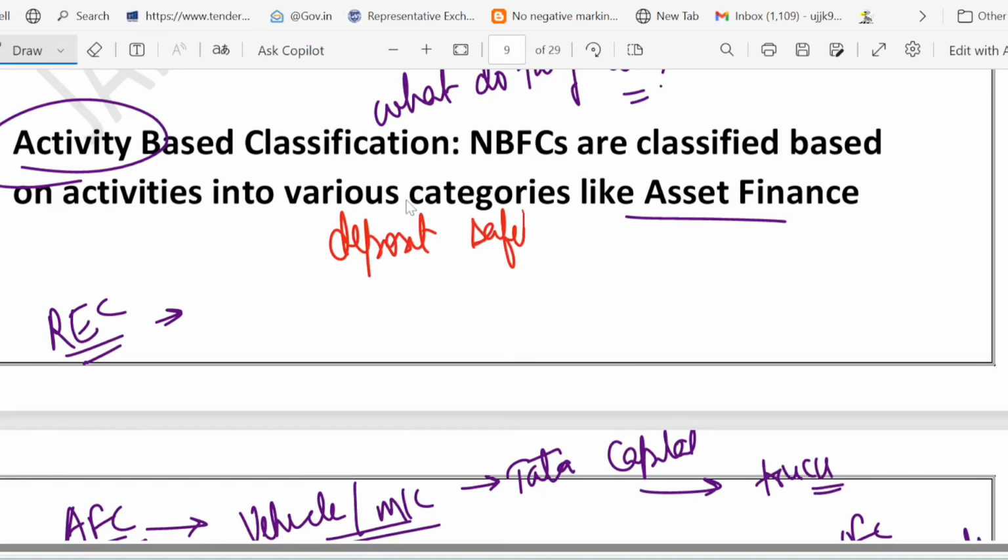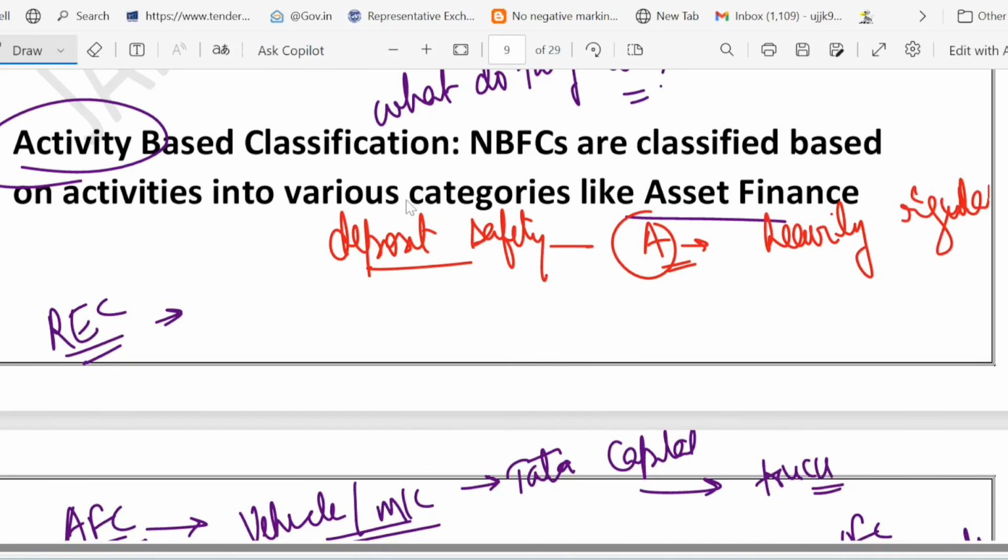Yes, I told you, category A NBFCs took public money. They are heavily regulated. Category A NBFCs are heavily regulated.